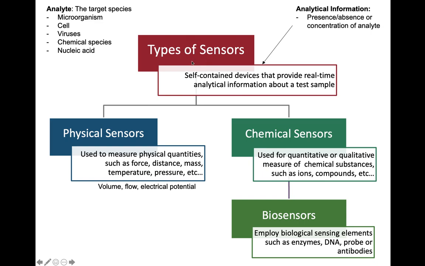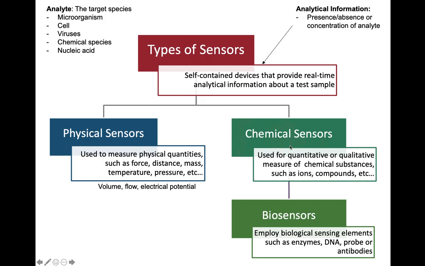Now, these sensors can be divided into at least two categories, and we're going to talk about different categories in the next few slides, but the main two categories are going to be physical sensors versus chemical sensors. A physical sensor is one that is used to measure physical quantities such as force, distance, mass, temperature, pressure, etc. And for the case of biomedical sensors, we're mostly interested in flow, temperature, pressure, and maybe electrical potential that would be associated with changes in the physiology of the patient as a result of a disease.